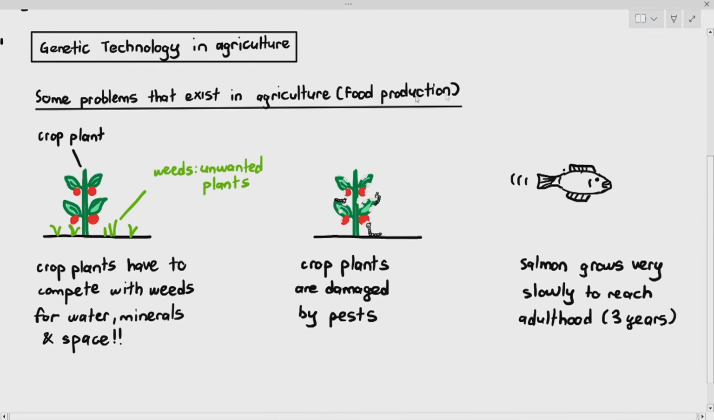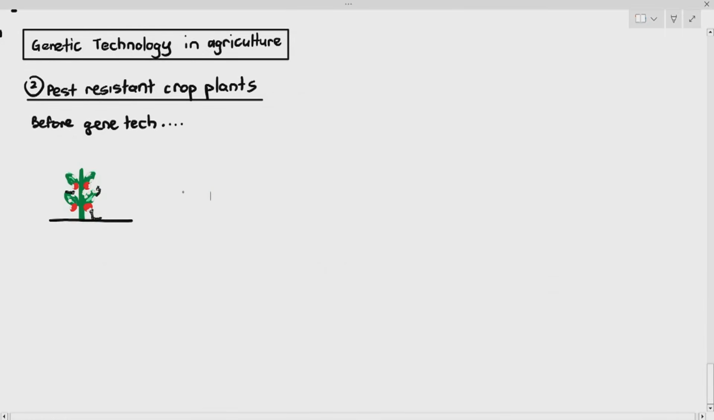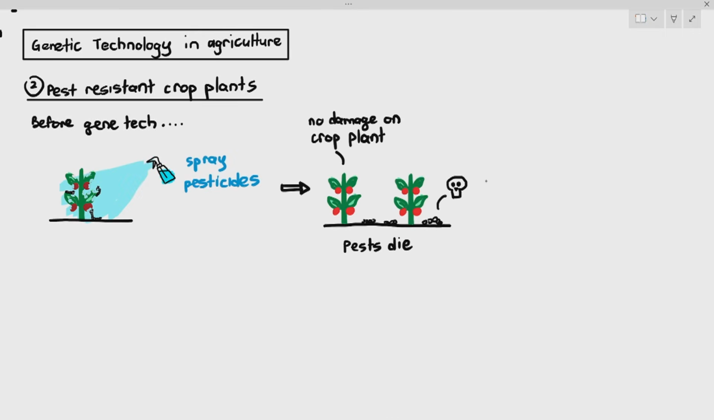One of the problems that we also mentioned was the crop plants being damaged by pests. So what we can do is we can actually produce something known as pest-resistant crop plants. Before genetic technology was a thing, if pests were causing damage on the crop plants, farmers could spray something known as pesticides. Pesticides are chemicals used to kill the pest. Herbicides kill plants or weeds. Pesticides kill pests. And when the pests die, you might be thinking, oh, that's not a bad thing, and there's less damage on the plants.